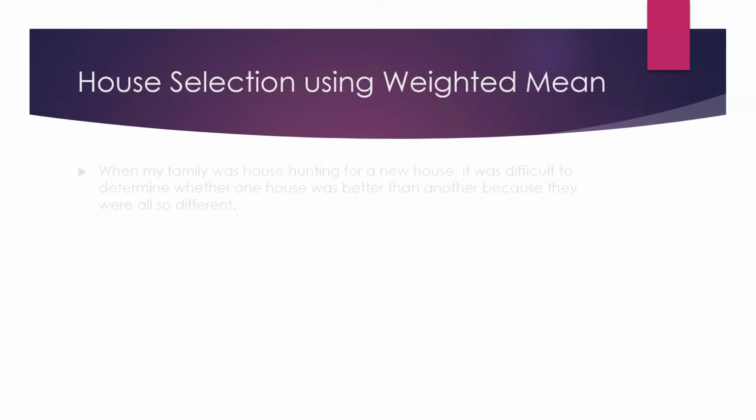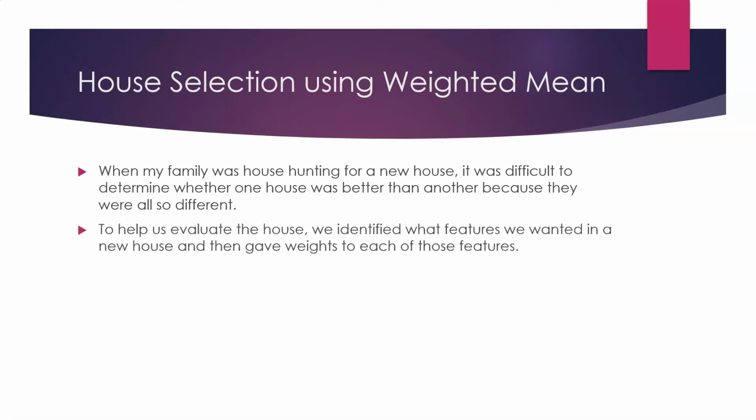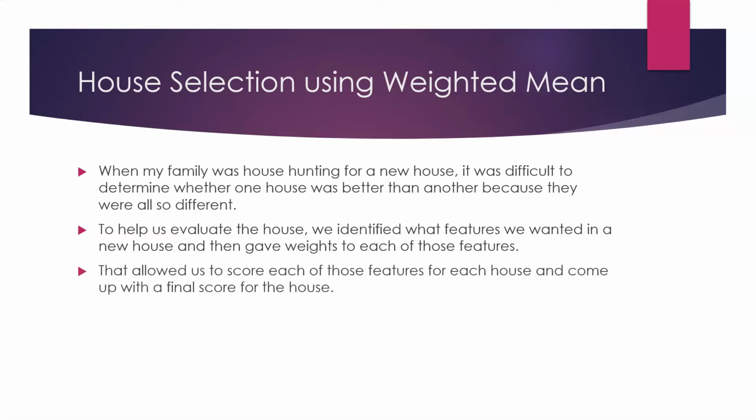House selection is an example where I've personally used weighted means. So when my family was house hunting for a new house, it was difficult to determine whether one house was better than another because they're all so different. To help us evaluate the house, we identified what features we wanted in a new house and then gave weights to each of those features. That allowed us to score each of those features for each house and come up with a final score for the house.